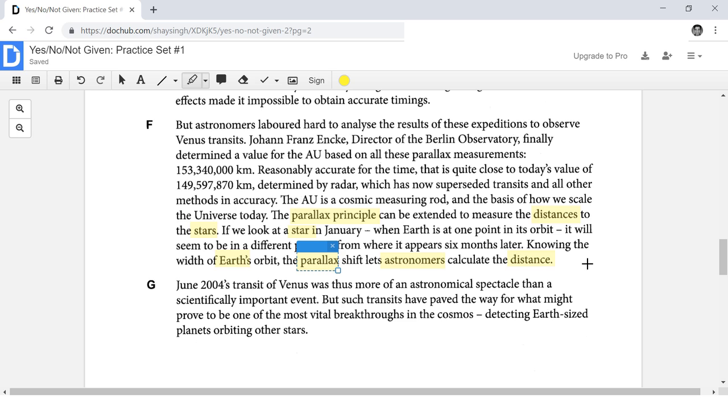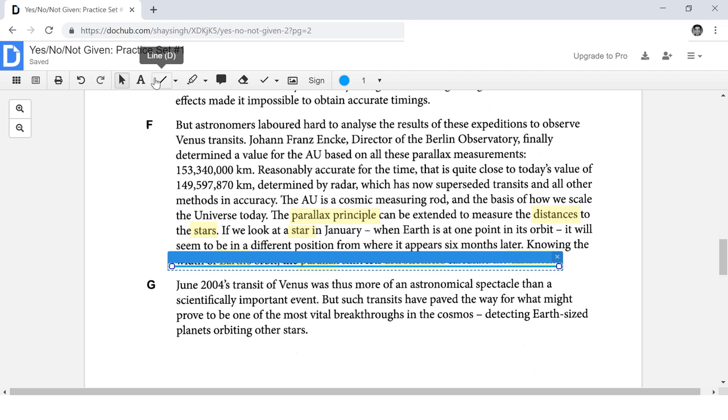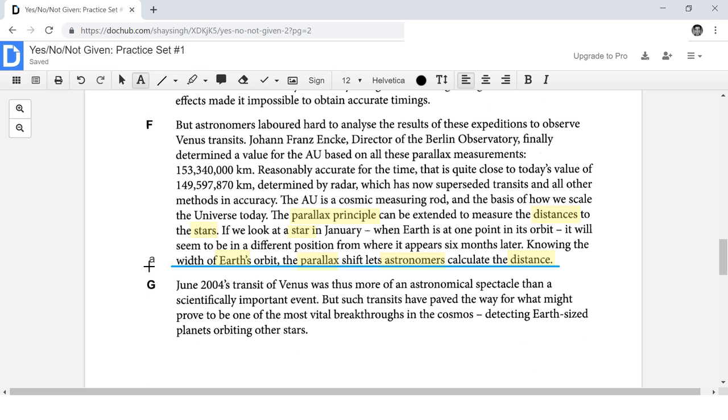There we go. Our question has been answered. This is our matching sentence. It tells us that using this parallax principle, we can measure the distances to the stars, and we've confirmed that here, that this parallax principle does in fact allow astronomers to calculate the distance between Earth and the stars. So that's our matching sentence. Let's put number 26 next to it.